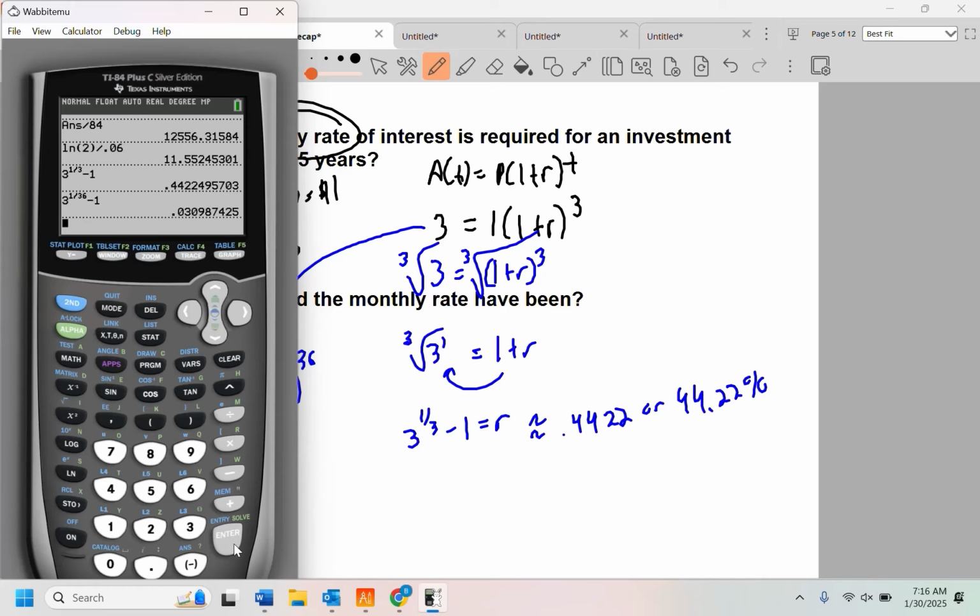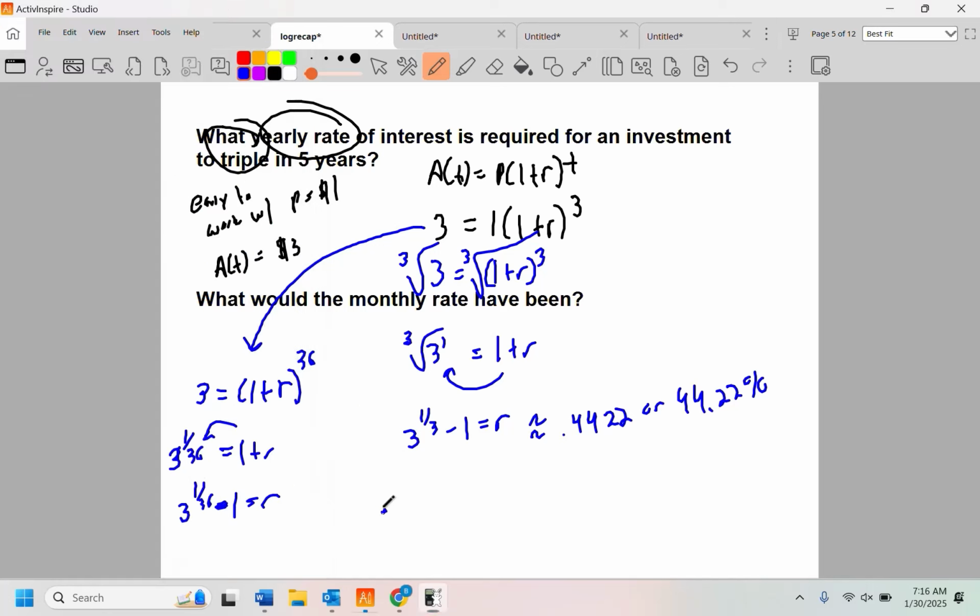So the 36th root of 3. 0.0309, actually that's 0.0310, or 3.10%.